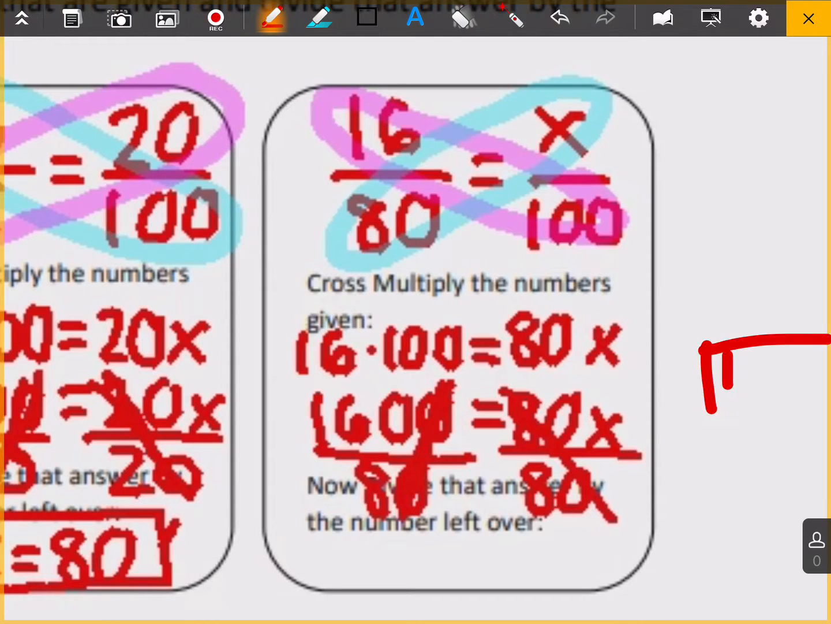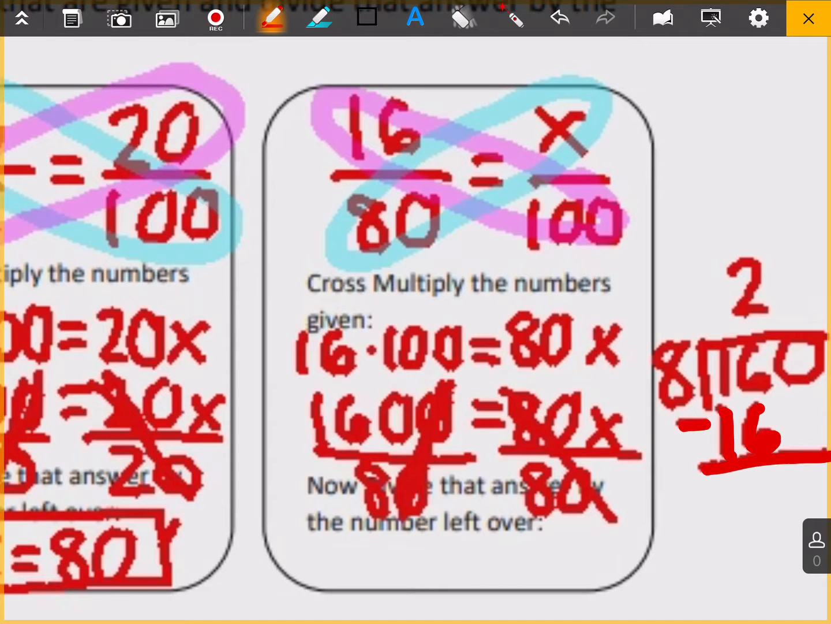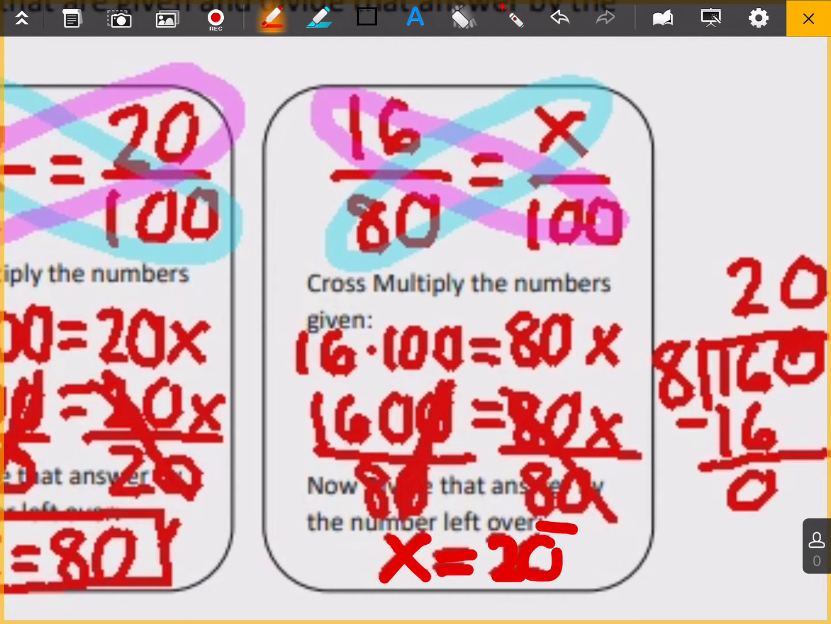I'm going to set this one up over here. 160 divided by 8. 8 cannot go into 1, but it can go into 16 2 times. 2 times 8 is 16. When I subtract, I get 0. I still have another 0 here, so I'm just going to send that up right here. So this means that the percent for this proportion would be 20%.